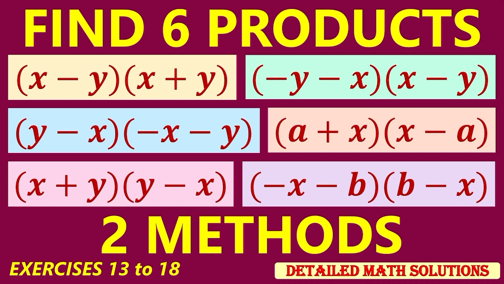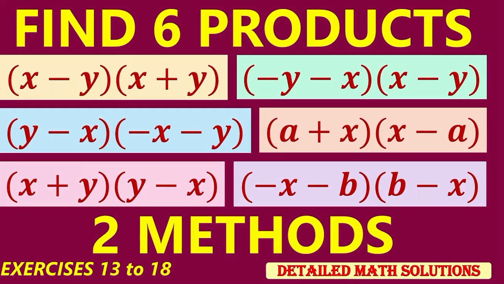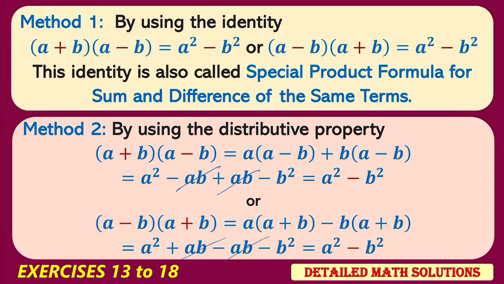In this video I'm going to use two methods to find the products displayed on the screen. The first method is by using the identity (a plus b) multiplied by (a minus b) equals a squared minus b squared, which can also be written as (a minus b) multiplied by (a plus b) equals a squared minus b squared. This identity is also called the special product formula for the sum and difference of the same terms.